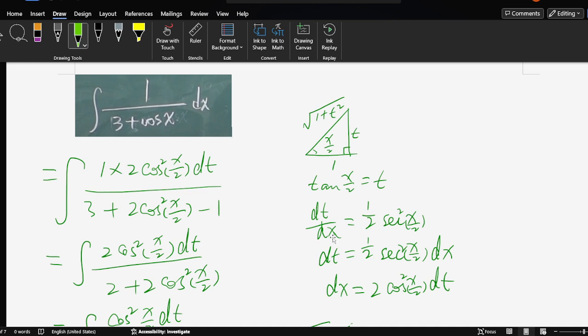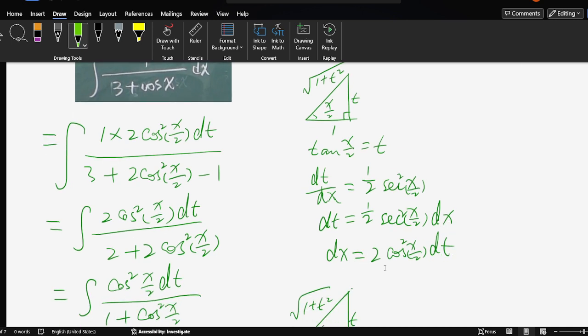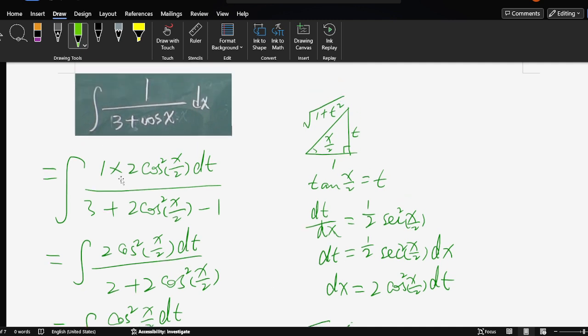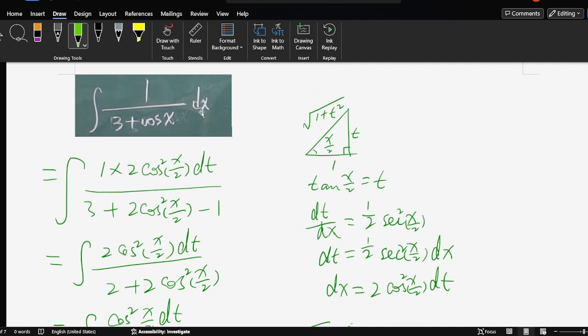So dt over dx equals 1 over 2 secant squared of x over 2. So dt equals 1 over 2 secant squared of x over 2 dx, so dx equals 2 cosine squared of x over 2 dt. Okay, so for this one, we substitute dx as 2 times cosine squared of x over 2 times dt. The denominator is 3 plus cosine x, which we change to 2 cosine squared of x over 2 minus 1.